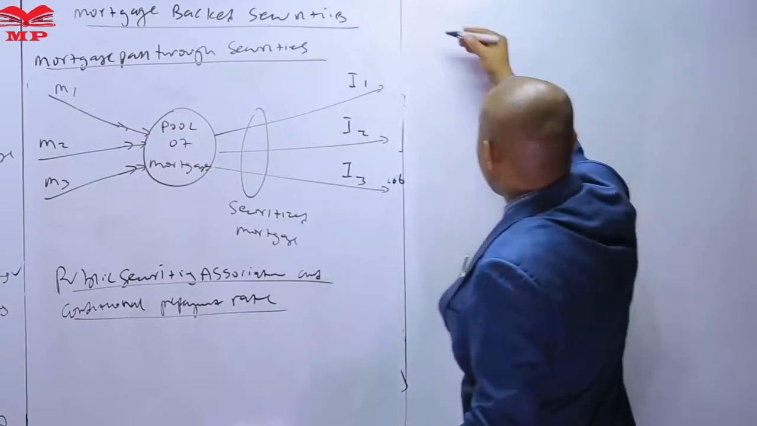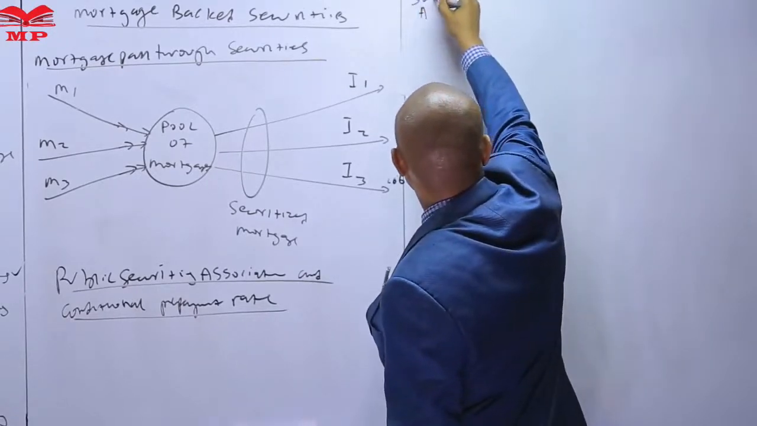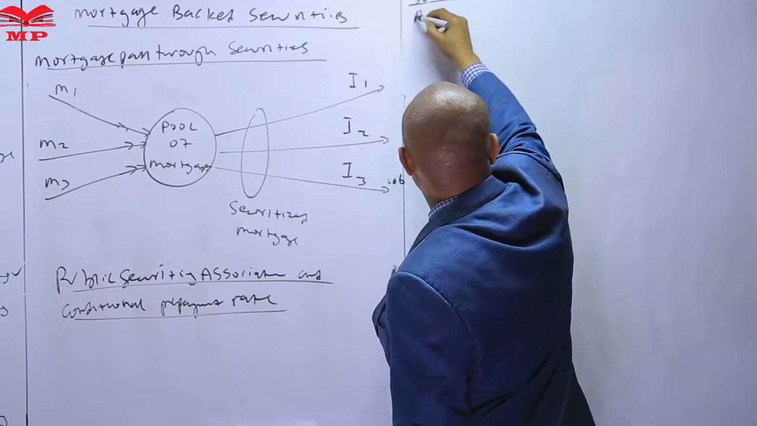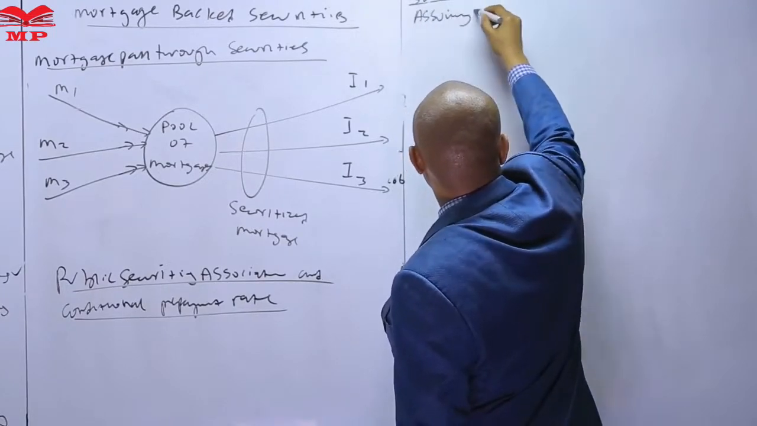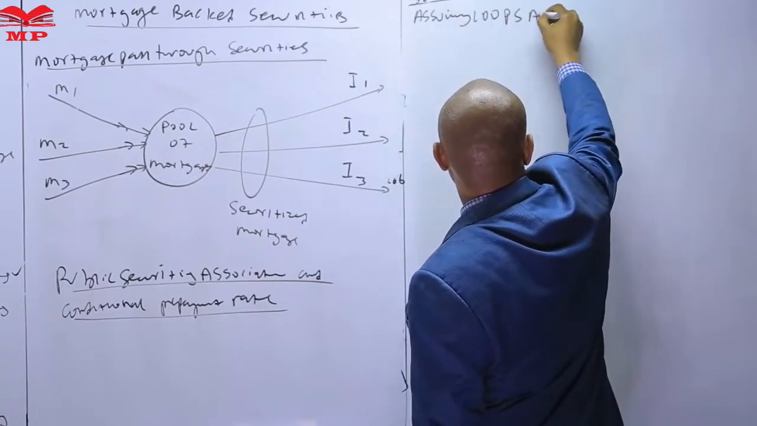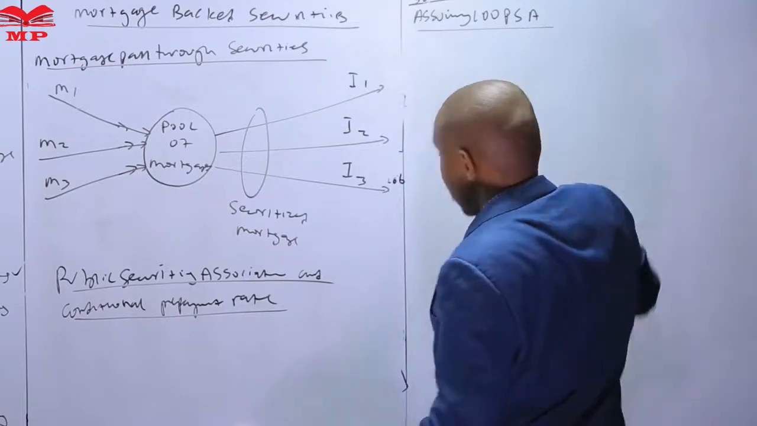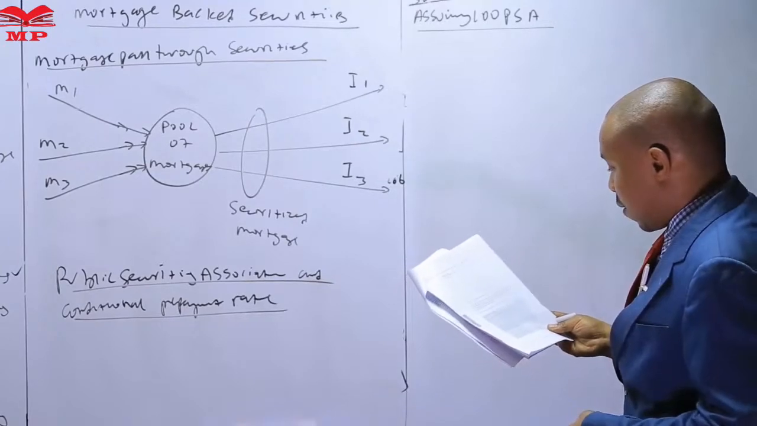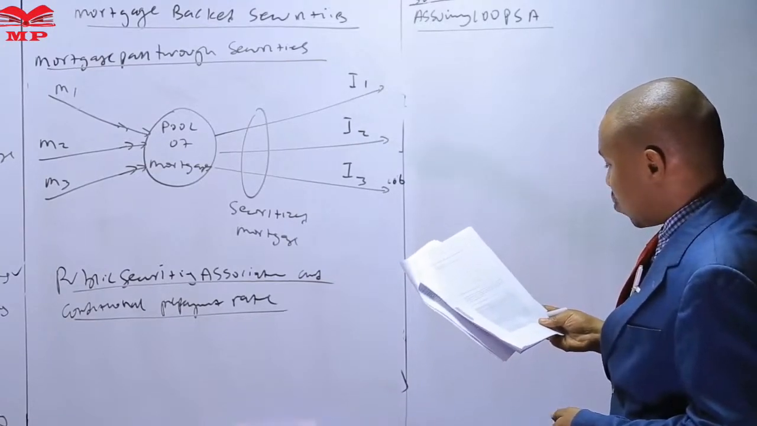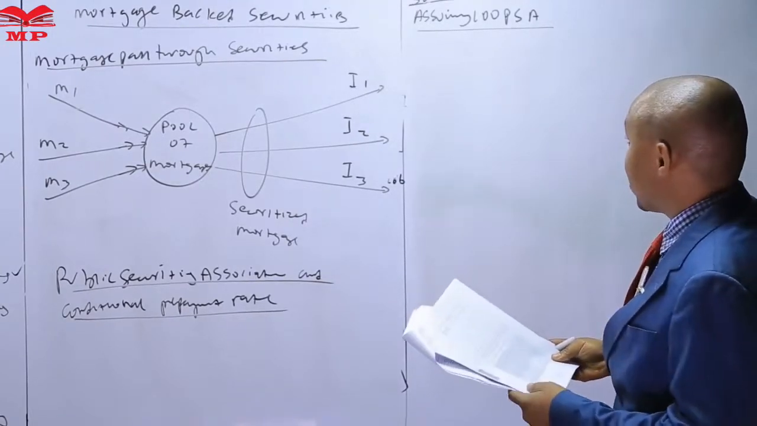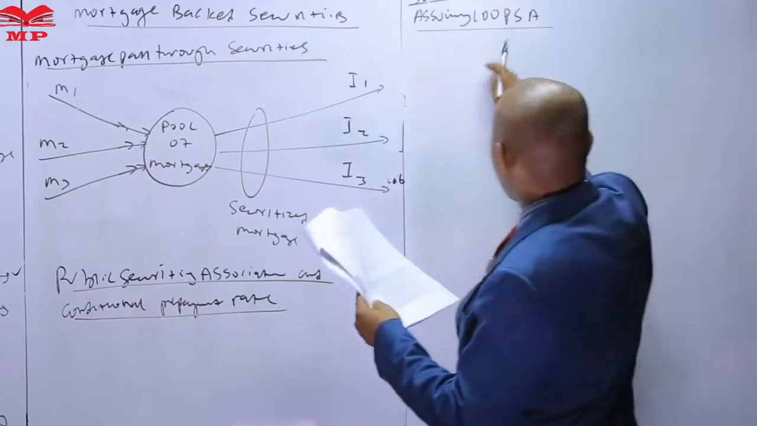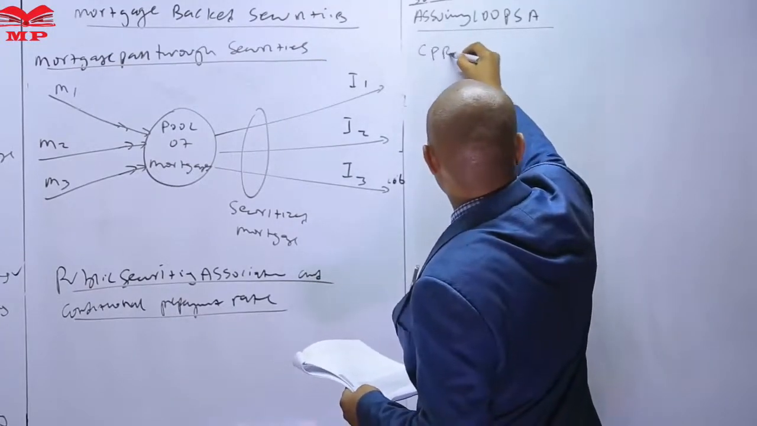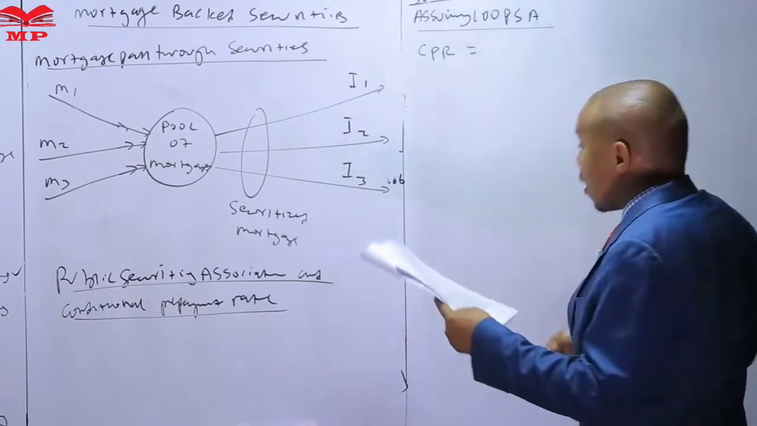So, solution, assuming 100 PSA, or Public Securities Association. Now we've been told to compute the CPR and SMM for the 5th and 25th month, assuming 100 PSA and 150 PSA. So assuming 100 PSA, the conditional prepayment rate is given as the standard.